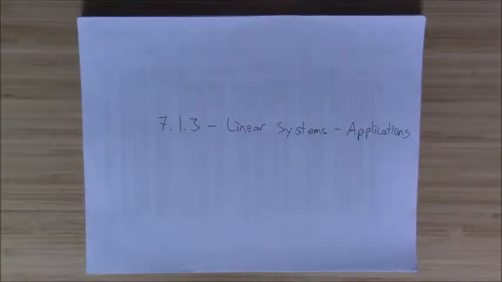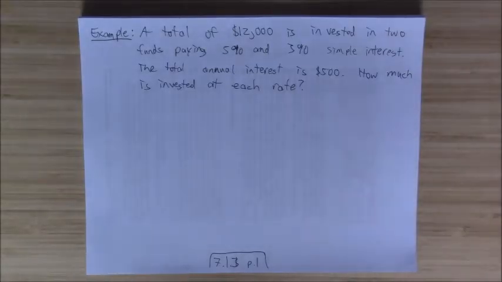In this video, we're going to go over some applications of linear systems. As our first example, consider a total of $12,000 invested in two different funds paying 5% and 3% simple interest. This is like an investment question. The total annual interest is $500. The question is, how much is invested at each rate?